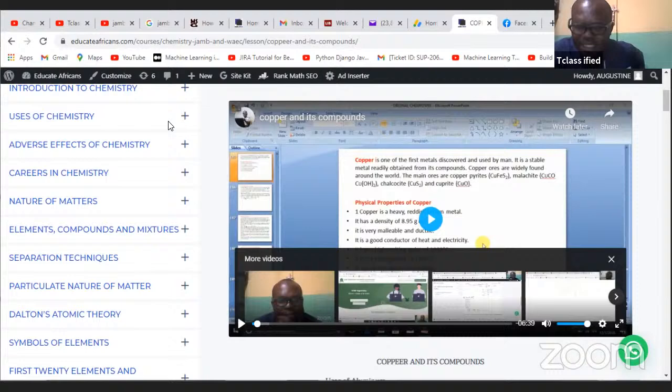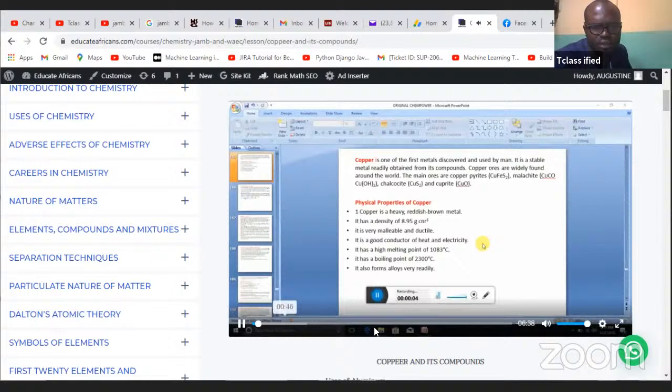Now look at the physical properties of copper. Copper is a very heavy reddish brown metal. It has a density of 8.95 grams per centimeter cubed. Now, it is very malleable and ductile. So just like aluminium, copper is also malleable and ductile.